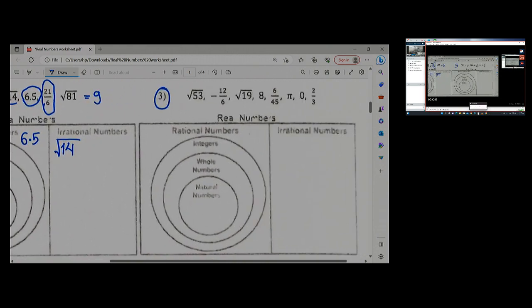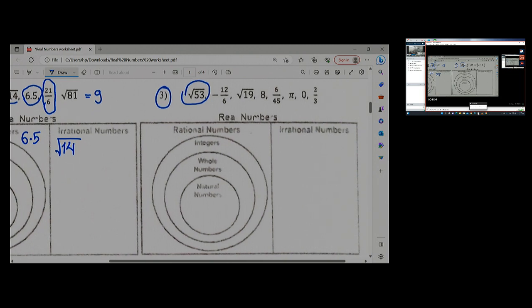Now we move to question number 3. What kind of number is root under 53? What kind of number? Irrational. Understand? Can you reduce minus 12 over 6? Okay, minus 2. What kind of number? Integers. Correct? Okay. What kind of number is root under 19? Irrational numbers. Cannot be simplified.